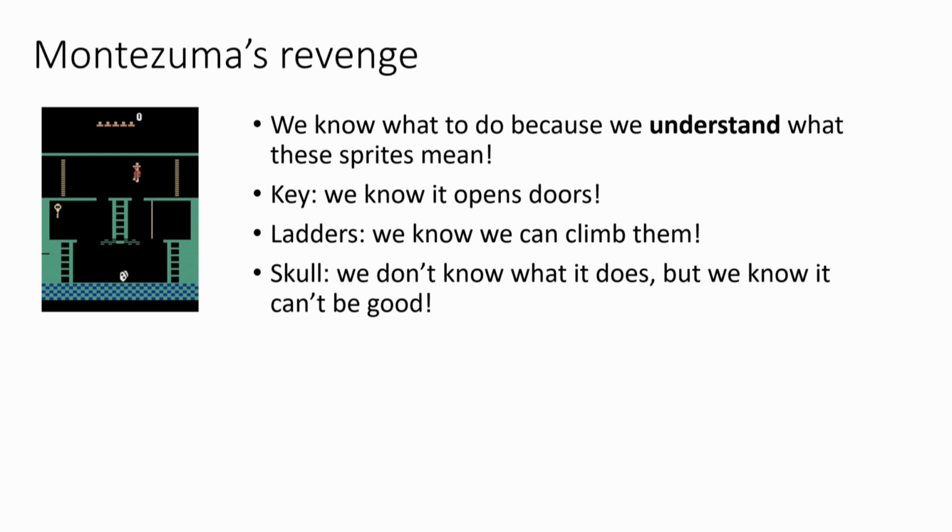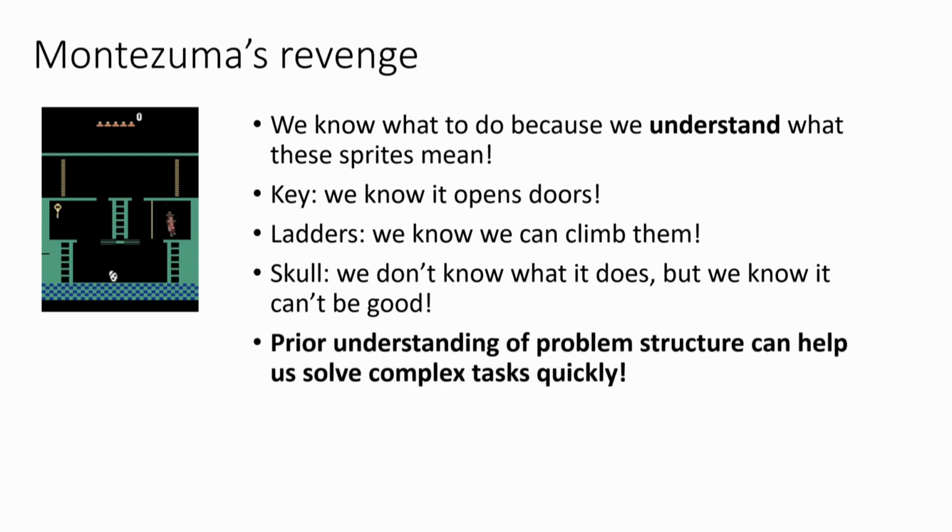So something that we know from our past experience helps us figure out new tasks much more efficiently, and in this case, dramatically more efficiently than the RL algorithm, to which these are all just masses of pixels, and a priori the key is not any different from the skull, just a different mass of pixels. So prior understanding of the problem structure can help us solve complex tasks much more quickly. And that's the basic idea behind transfer learning. It's to use knowledge gained from other tasks to solve new tasks more efficiently and more effectively.